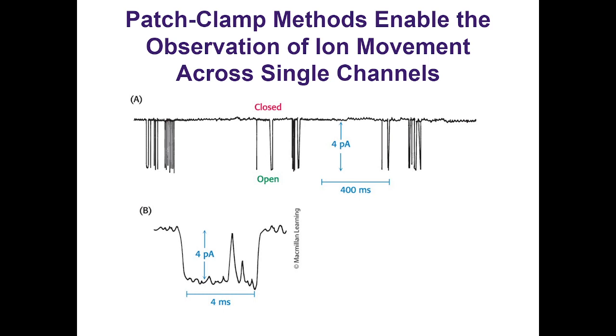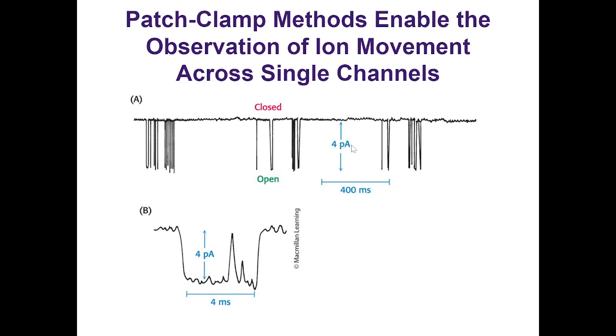So the patch clamp method is going to enable the observation of your ion movements across single channels. Right here we actually can see closed versus open. And this right here is the measurement of it. It's 4. Anybody know what the small p means? No? pH, pOH, negative log. Yeah. p, pH, pOH, negative log of, right?